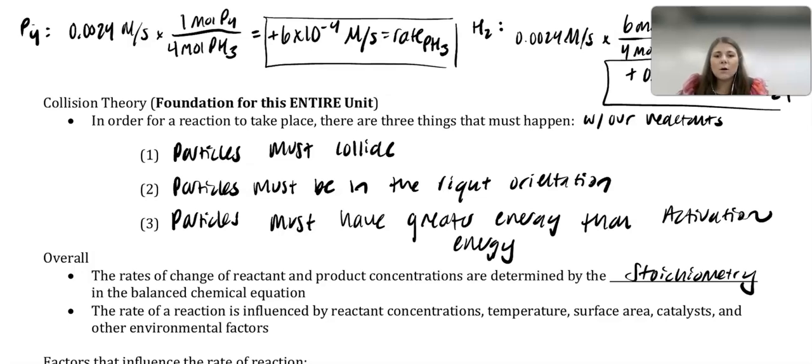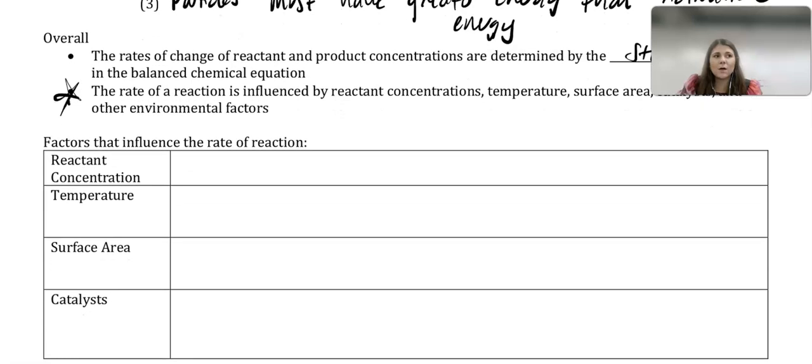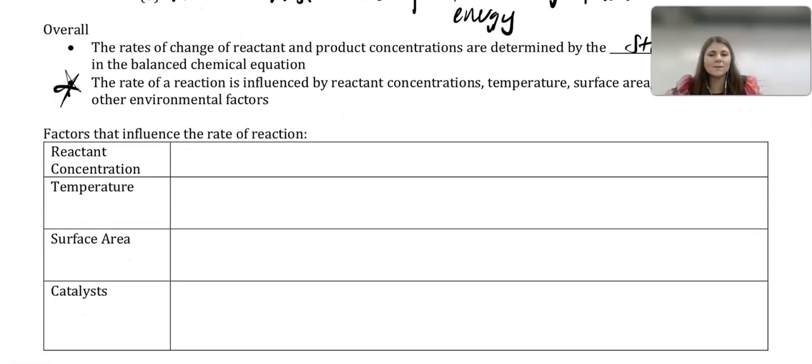And the next part of this large objective 5.1, which will finish the rest of that part right below: the rate of the reaction is influenced by a few things: reactant concentration, temperature, surface area, catalysts, and other environmental factors. So let's dive deep and talk about what that means.